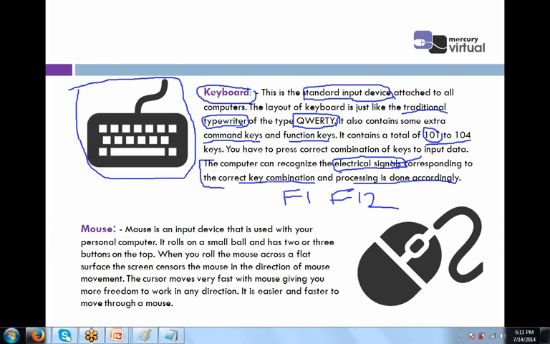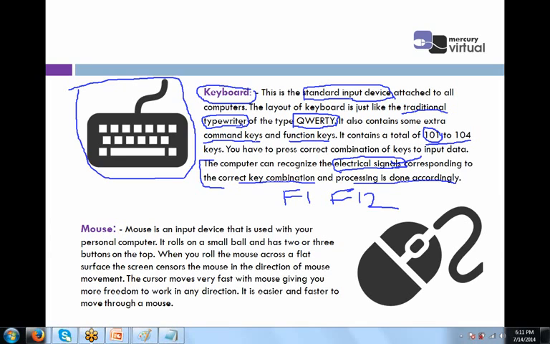So this is your keyboard, and this is how the keyboard works. The main points: it is a standard input device, like a typewriter, and the standard keyboard is the QWERTY keyboard. It contains 101 to 104 keys, including function keys and command keys. As for how it works, electrical signals pass and then the character is shown on the screen.